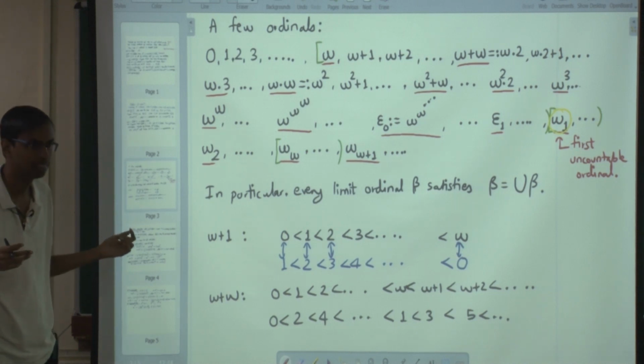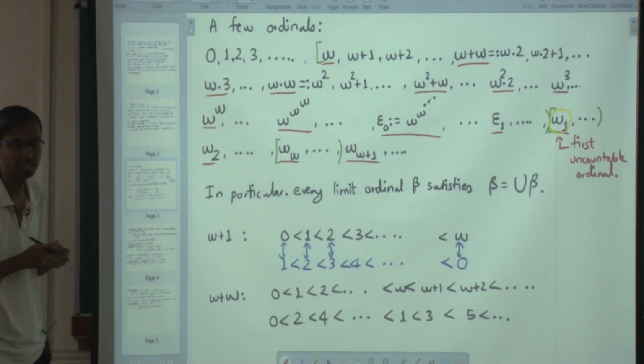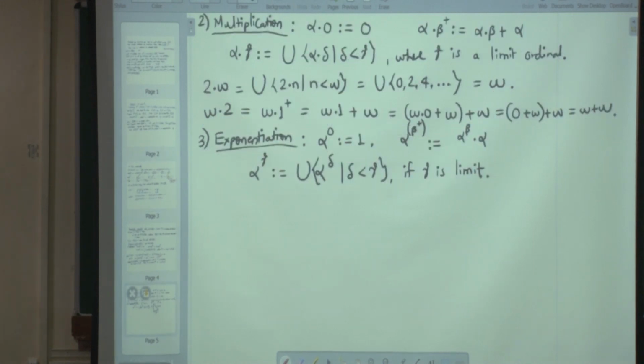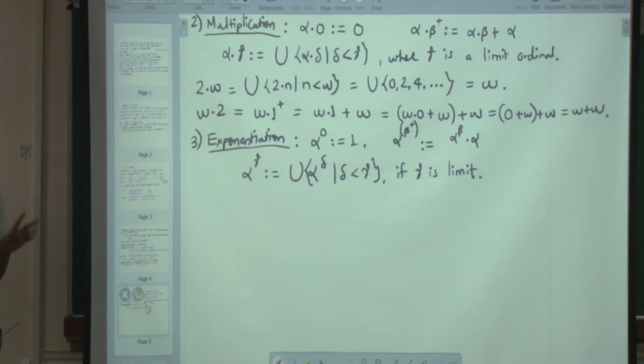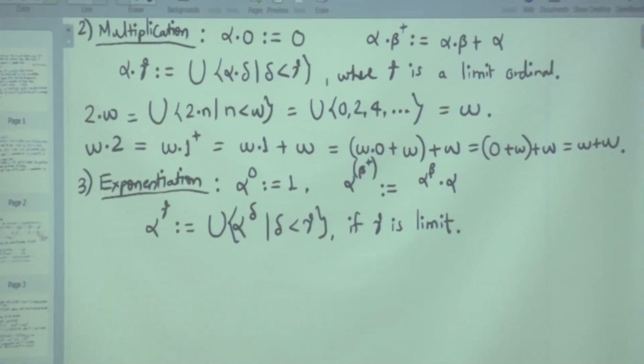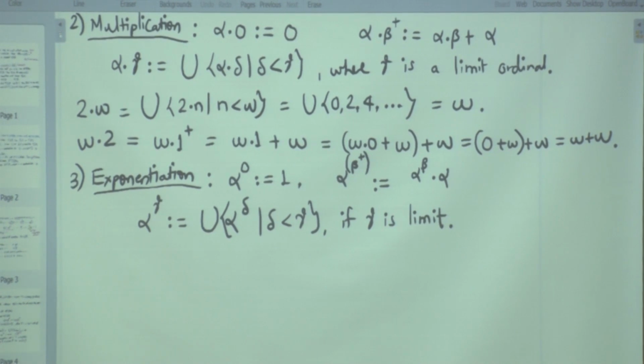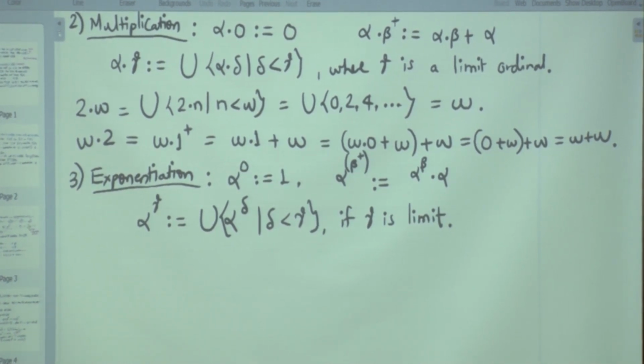Any suggestions? Yes? When you define it for exponentiation, can alpha be a limit ordinal? Oh yes, alpha can be anything. So we are not defining any of these operations as binary operations. We are only defining them as unary operations. Alpha is fixed and then you are defining this. So actually I have given you some exercises to work with these things. Like, while changing alpha, what happens? So you have to see that.